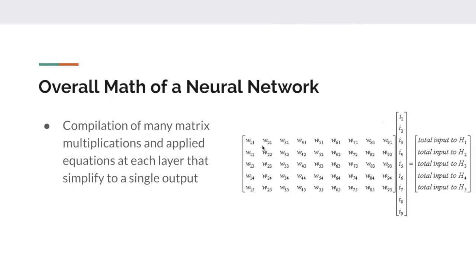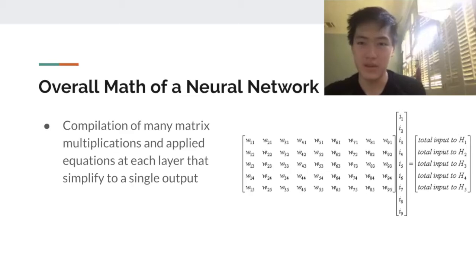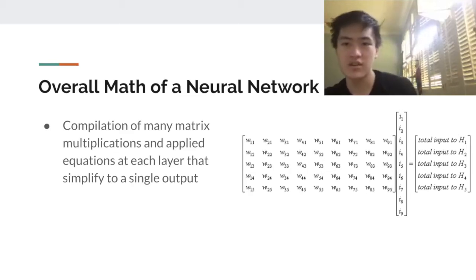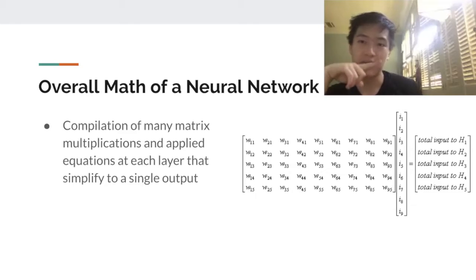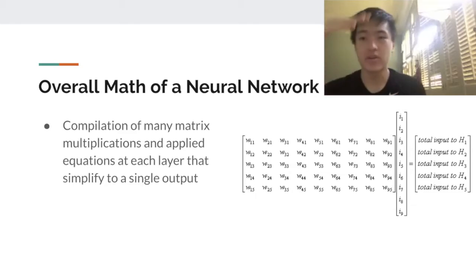You can see it's 1, 1, 1, 2, 3, 1, 4, 1, 5, 1, 6, 1, 7, 1, 8, 1, because this is node 1, then this is node 2, node 3, node 4, node 5. So that means this is a linear algebra representation of a layer of 5 nodes with 9 inputs before, because you have 9 i's, which means 9 inputs, and then you have 5 rows.